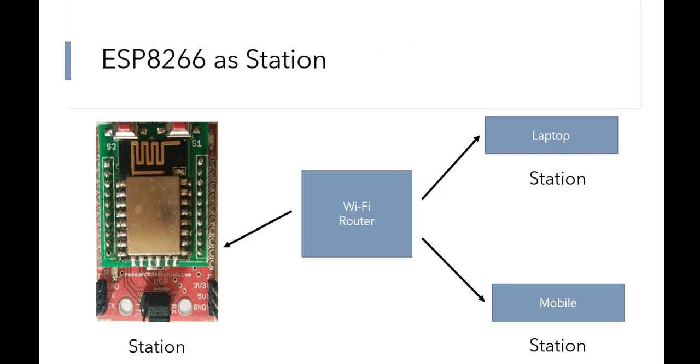If you are talking about the ESP8266 as a station, then this ESP8266 gets connected to the Wi-Fi router or the Wi-Fi connectivity, and then similarly the other stations like laptop and mobile also get connected to the same Wi-Fi router. Now in this scenario there won't be any local access point as we have seen in the first scenario. So everything gets connected over the Wi-Fi. So we will see how these scenarios are connected.